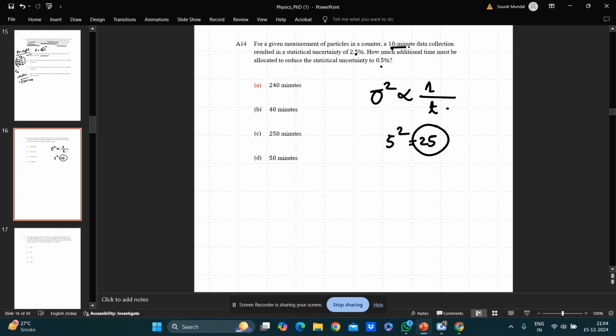The initial time is 10 minutes, so the final time should be 250 minutes. They are asking about the additional time, so the answer should be 240.